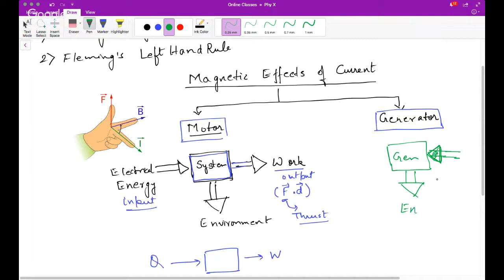Some amount of work which you did is lost in the form of some energy like heat, sound, whatever. So it goes to the environment, and something will get converted into, let's say, electrical energy. So here is electrical energy.